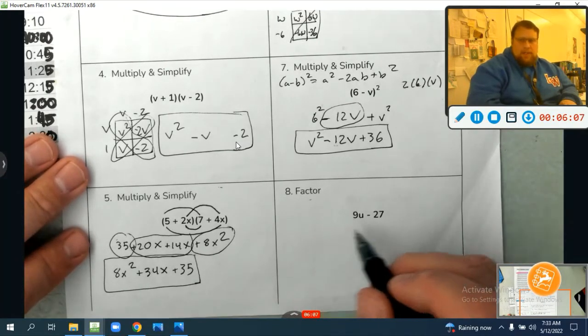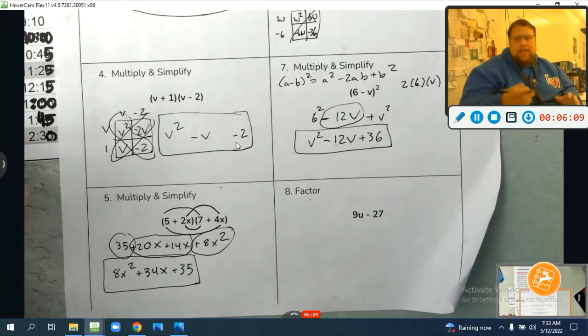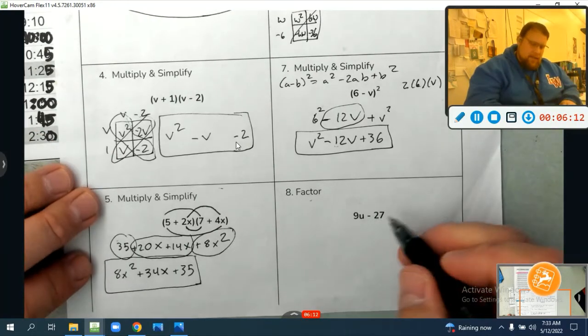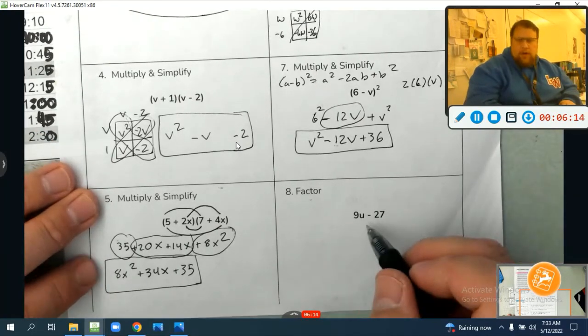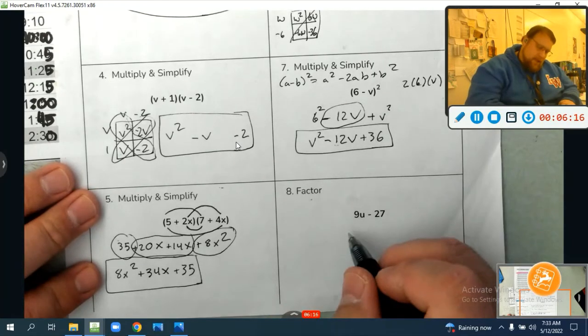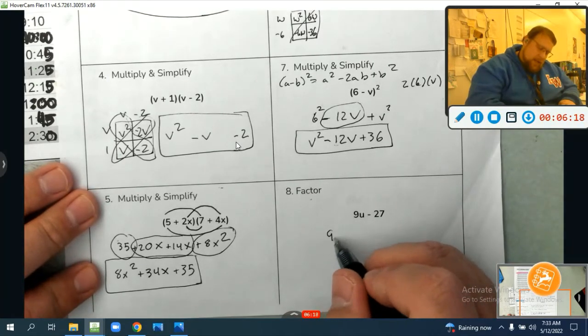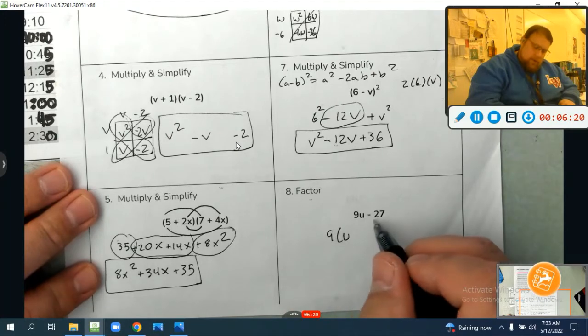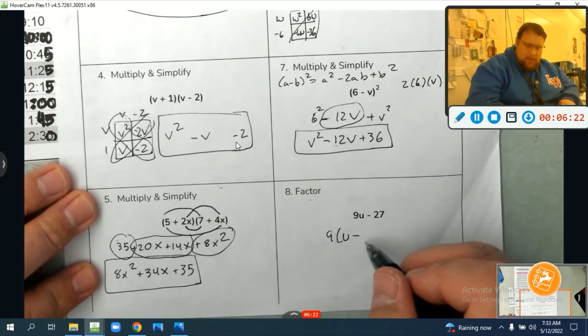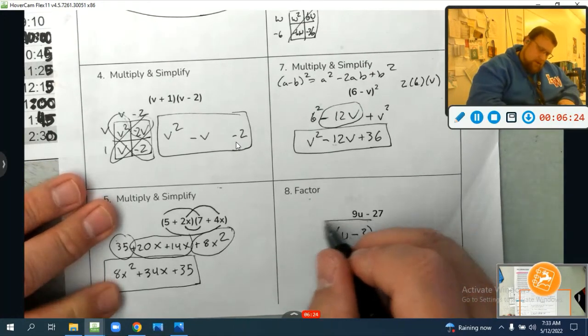All right, this one tells us to factor it. So we're just going to say, what can I take out of it? Whenever it says factor, take what you can. In this case, they don't share any letters, but they do share a number. I can pull a 9 out of each of these. So when I take a 9 out, I'm just left with u minus, and 27 divided by 9 is 3. There we go. That's fully factored.